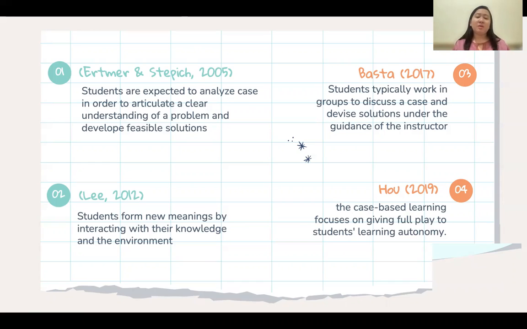And then based on Bonnet 2015 and also Nikoma 2016, group discussion where students find solutions and make decisions promotes development of higher levels of Bloom's taxonomy of cognitive learning: analysis, evaluation, and also application. So that's all about the advantages of case-based learning.